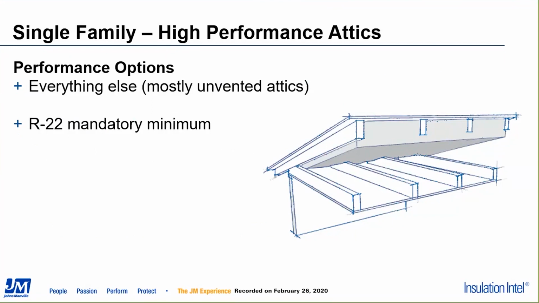Oftentimes, this is unvented attics with spray foam, right? In this case, and we'll dig into the solutions in a little more detail in a minute, the main thing to remember is the code does have a mandatory minimum when we do a performance approach for attics, and that's R22. So whether we're doing a spray foamed roof or any other kind of combination of materials, there's got to be at least R22 worth of insulation in this attic or cathedral ceiling system.